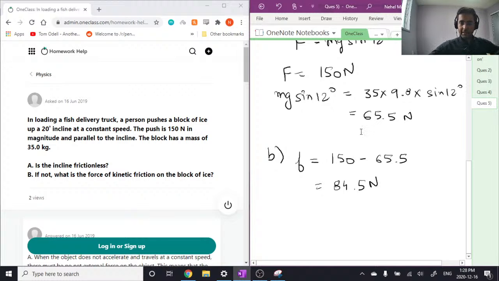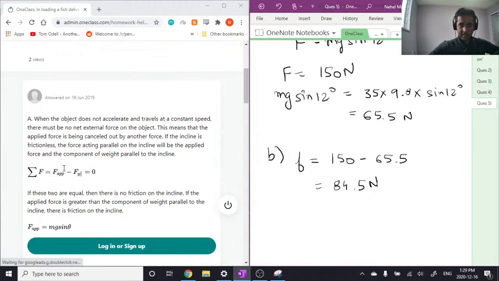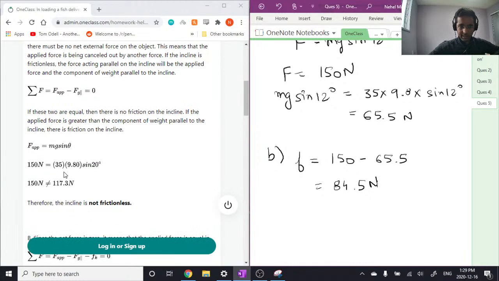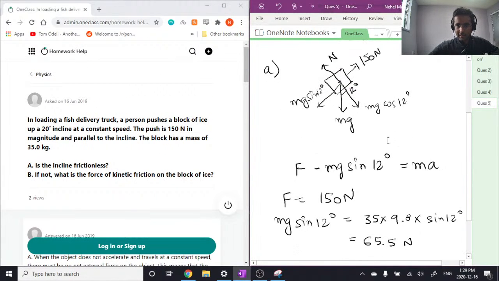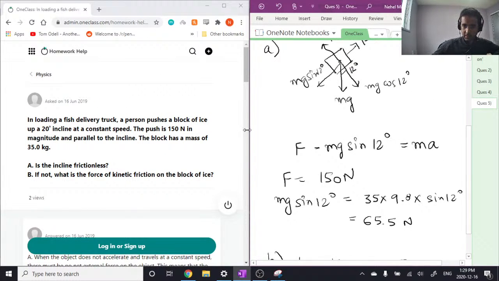Okay, that would be the friction force which is acting on it. So let's make sure that this answer is correct. Oh, was the angle 20 degrees? My bad. The angle is actually 20 degrees. So this value here is 20 degrees. So this value is likely going to change.